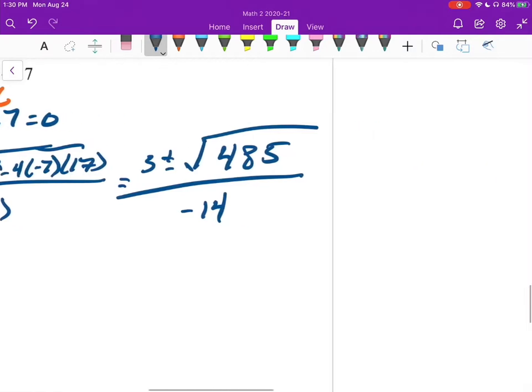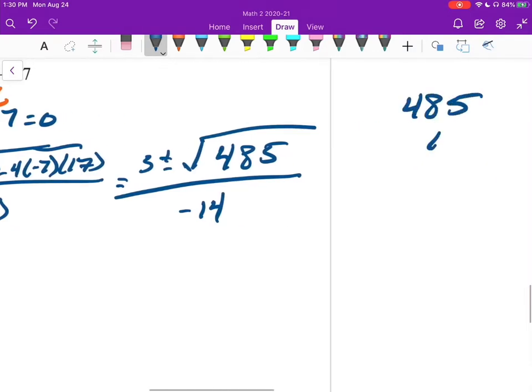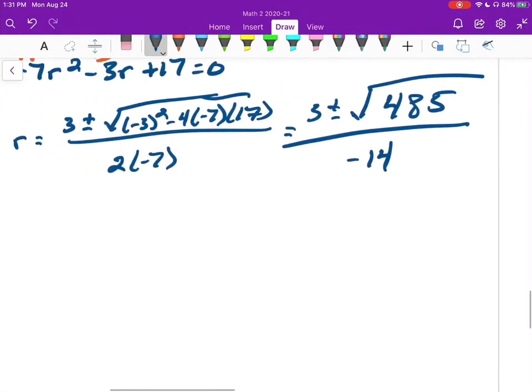Now, 485, let's try to split that apart. Well, I know I can divide a 5 out of that. 485 divided by 5 is 97 and 5. 97, what can I divide out of that? Can I divide a 3? No. Can I divide a 7? No. I'm not seeing anything that I can divide the 97 into. So I'm thinking this won't help, and we're just going to have to leave it as root 485. So our answer is going to be 3 plus or minus root 485 over negative 14.